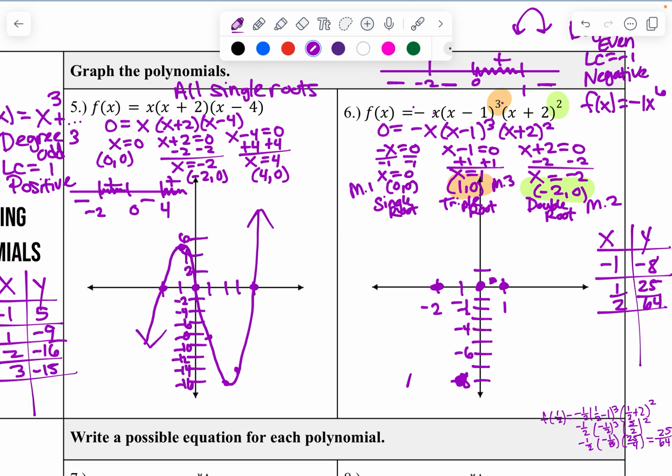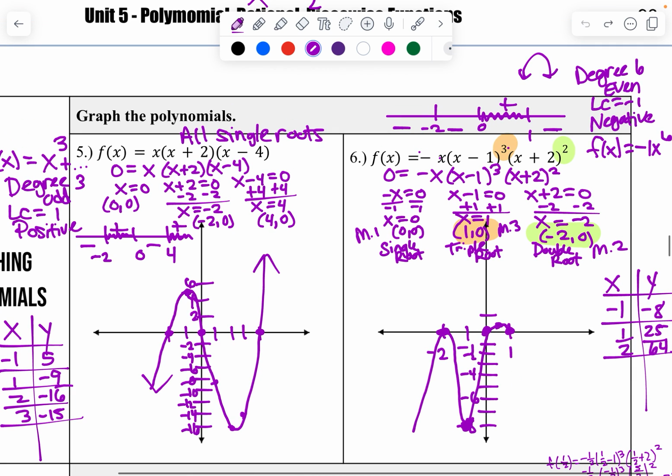So we're going to start down the negatives, touch, rebound, pass through, barely go above, and then back down. But at 1, it needs to be a triple root. So let's try that part again. Start at the bottom, hit and rebound, bounce for that double root, comes down here, goes straight through. And then we've got the triple root there at the 1. So it doesn't go straight through. It's got like a little hitch to it when it goes through.